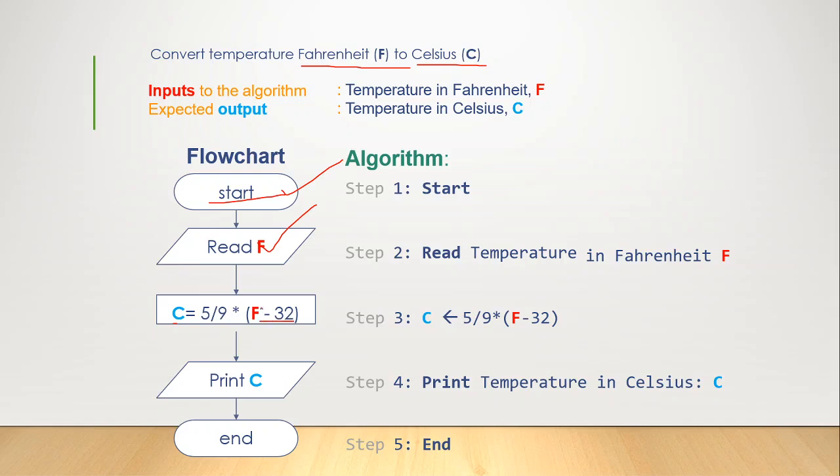This one is a processing step, so we already read the value of F. We put the value of F here, and the calculated value C is the temperature in Celsius. Again in the next step, the calculated value C is printed by the display symbol, and at the end the flowchart ends.